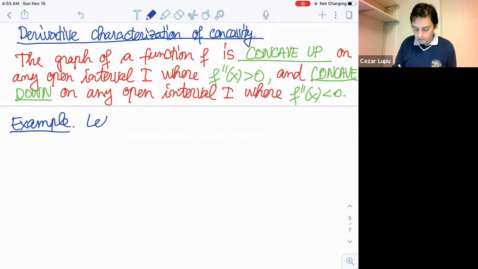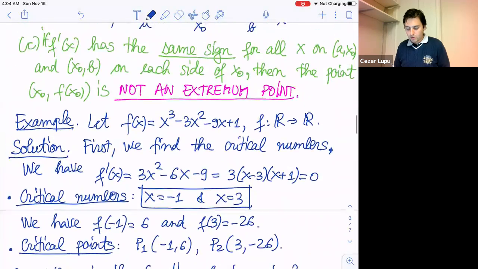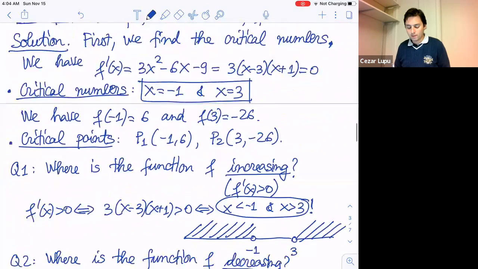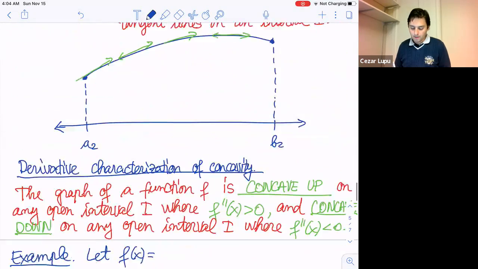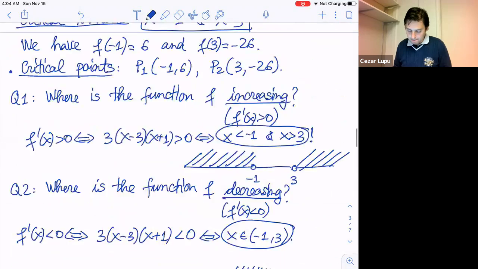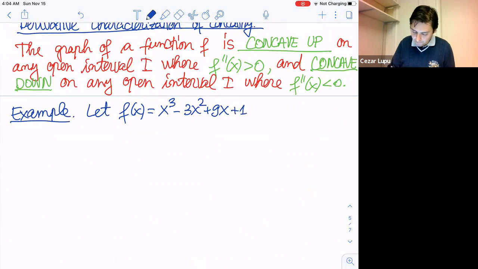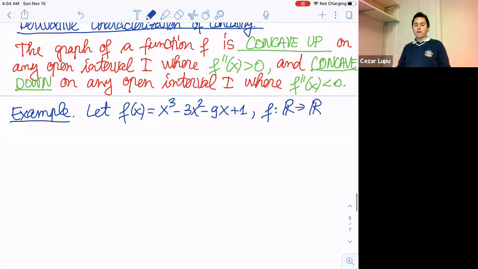Let me consider f of x to be, what was the function? So x cubed minus 3x squared minus, so x cubed minus 3x squared plus 9x plus 1, I think, right? Minus 9x plus 1, okay, sorry about that. Here it's a minus. And f is defined on the reals with real values.